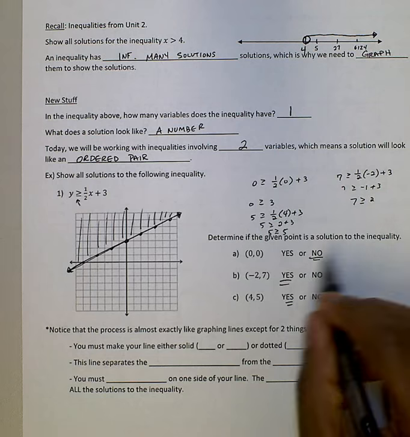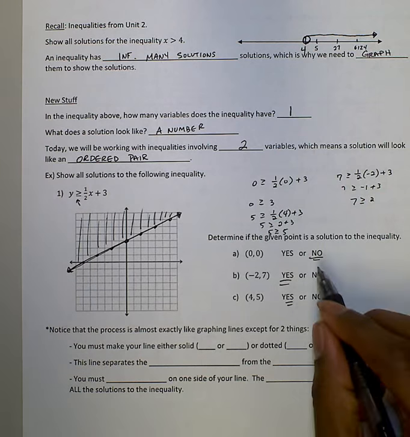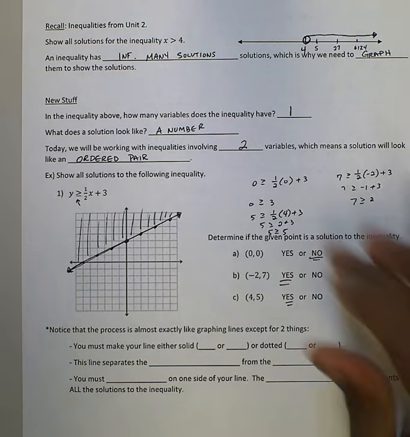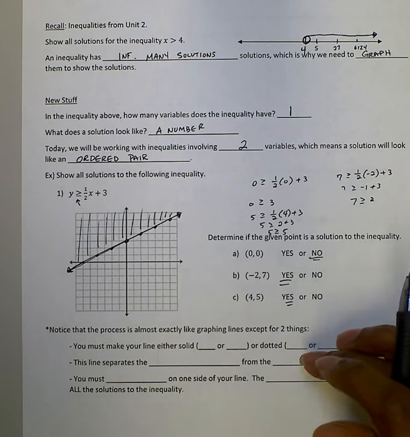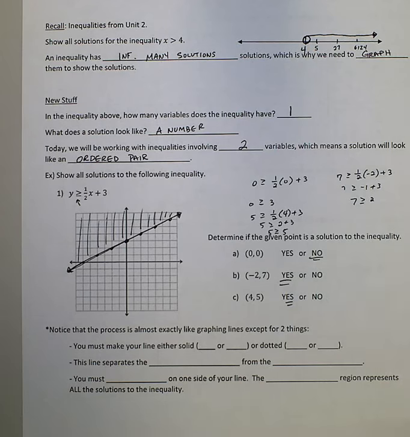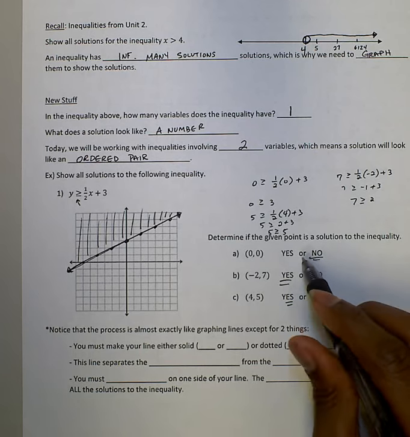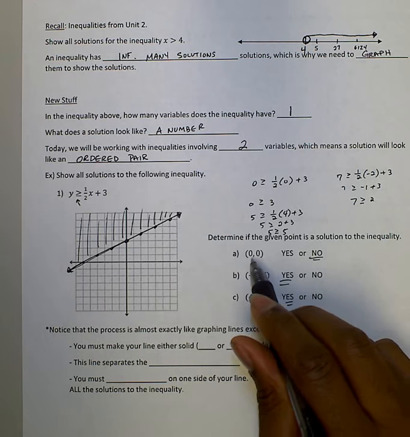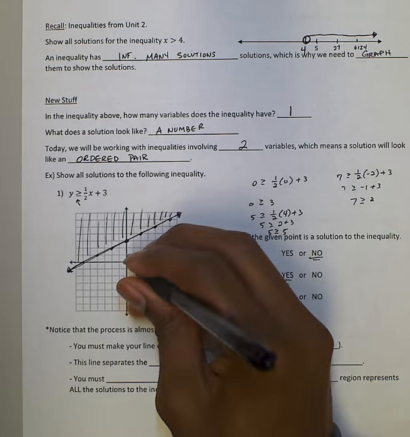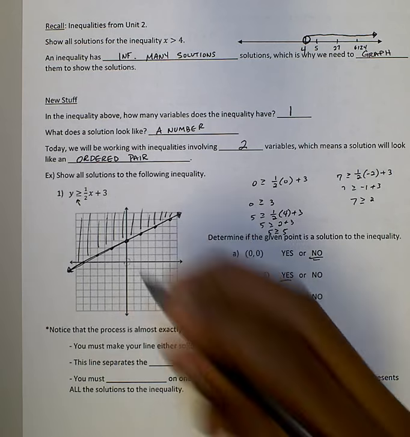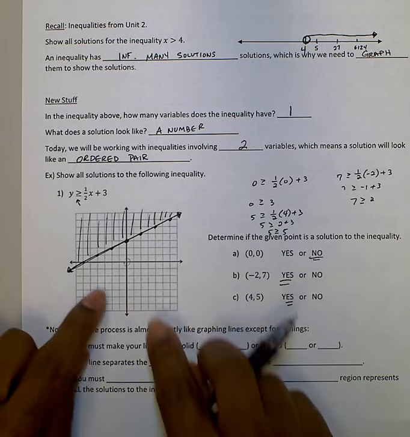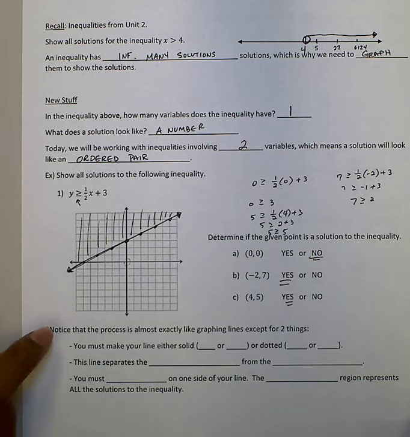So that's one way that we can see if these points are solutions. Now there's a lot of different solutions, and another way that we could do this is we could plot these on the graph to see if it works out. Okay, so (0, 0). Where's that on the graph? It's here. Is (0, 0) a solution? No, it's not a solution because it's not shaded.